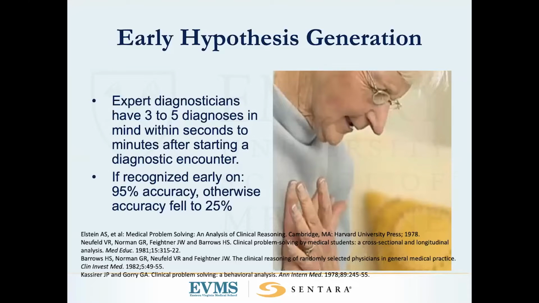So what about this idea of early hypothesis generation? What can we learn about this? Again, these early investigators figured out that expert diagnosticians have 3 to 5 diagnoses in their head within seconds to minutes after starting a diagnostic encounter. And if the diagnosis is recognized early on, it's associated with about 95% accuracy. Whereas if it wasn't recognized early on, the diagnostic accuracy fell to about 25%. So early recognition, early hypothesis generation is very important. Early hypothesis generation is not coming to conclusions. It's not jumping to conclusions, but it's recognizing the diagnostic possibilities.